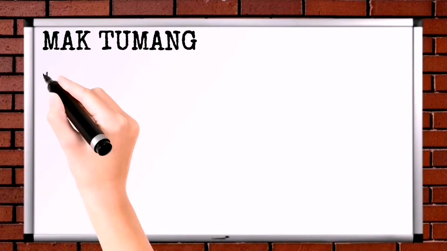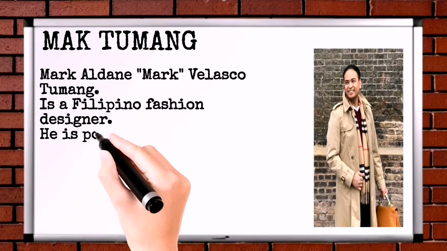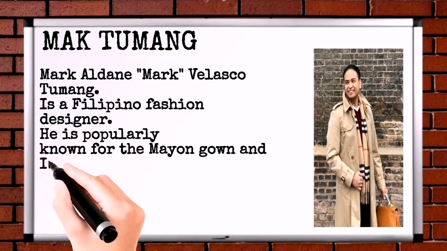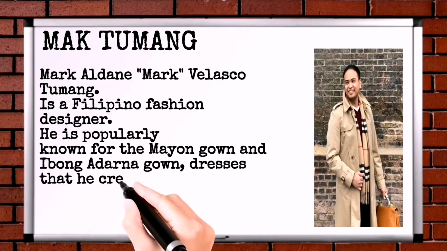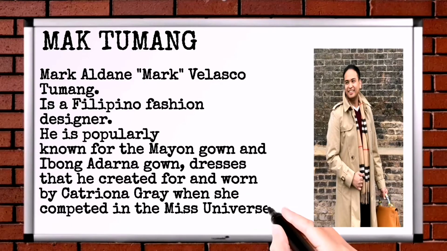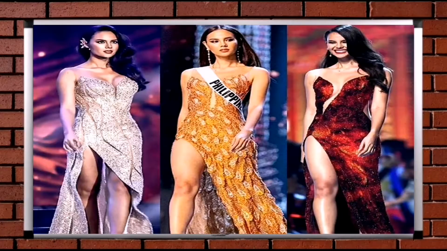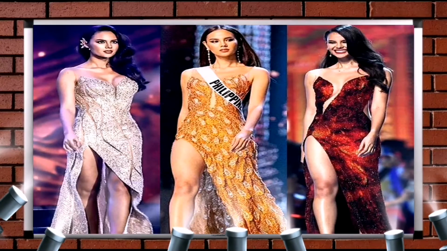Mac Tumang. Mark Aldane Mac Velasco Tumang is a Filipino fashion designer. He is popularly known for the Mayon gown and Ibong Adarna gown, dresses that he created for and worn by Catriona Gray when she competed in the Miss Universe 2018 beauty pageant. Here are the actual gowns created by Mac Tumang.